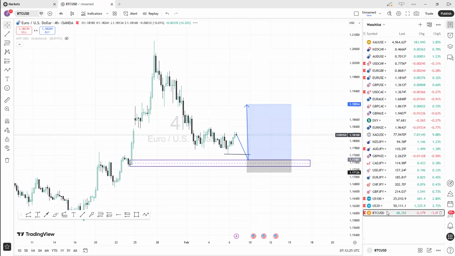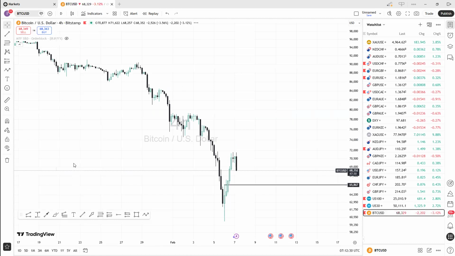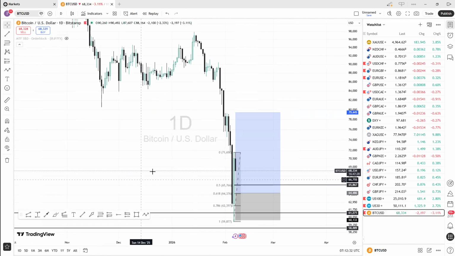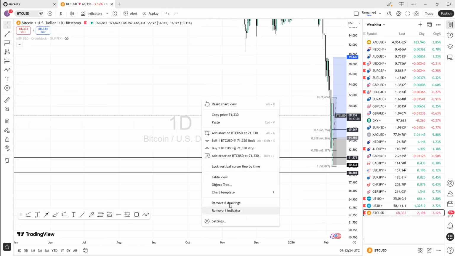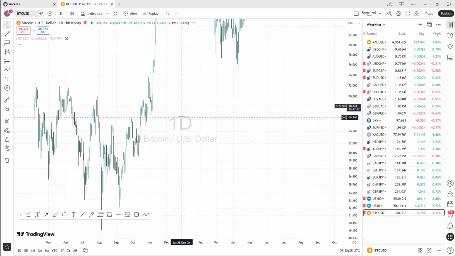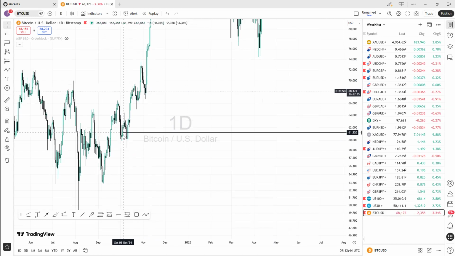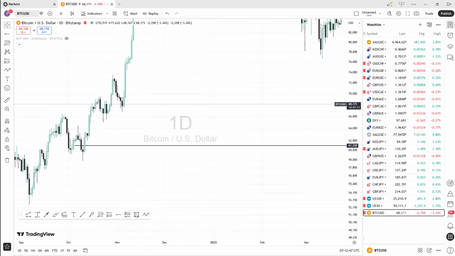On BTC USD, you can start with the daily time frame. On daily time frame, on the left side, you can see mitigation of that order block. Here we have that demand order block, a very valid order block. Let me zoom out. You can see it very clearly.